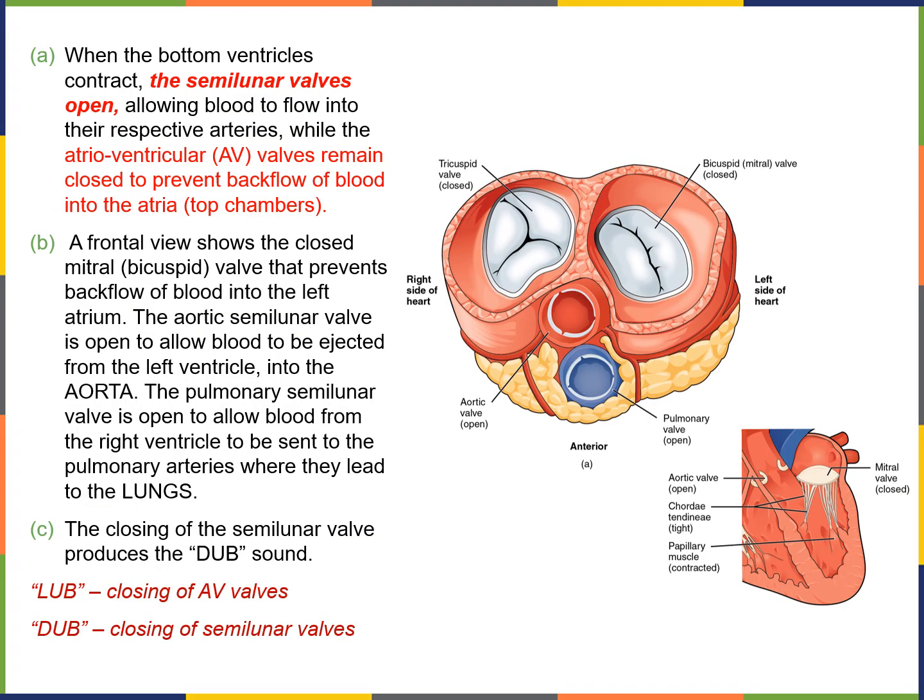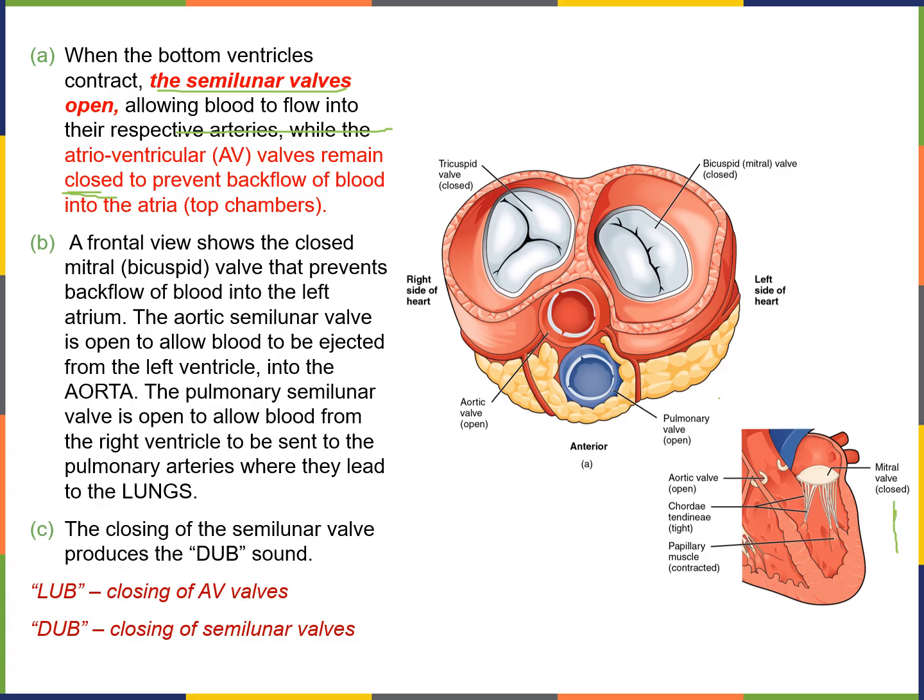When the bottom ventricles contract, the semilunar valves open, allowing blood to flow into the respective arteries, aorta, pulmonary trunk, which then branches to give you the right and left pulmonary arteries. So now the AV valves have to be closed. So again, when the semilunar valves are open, the AV valves have to be closed to prevent backflow of blood into the atria, the top chambers. So this is what's being shown over here again.